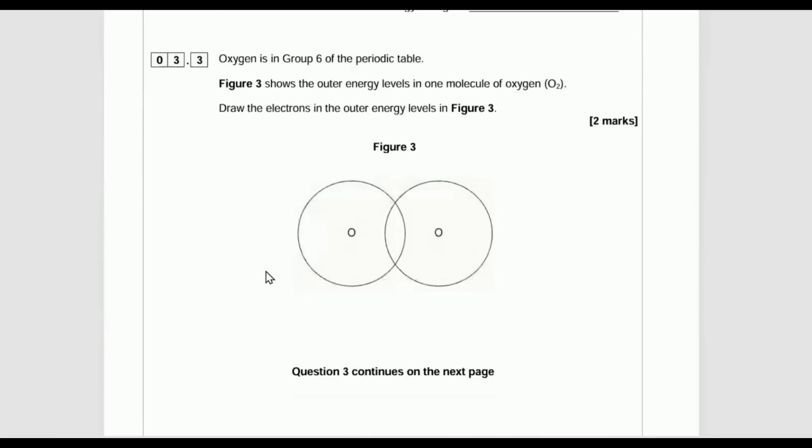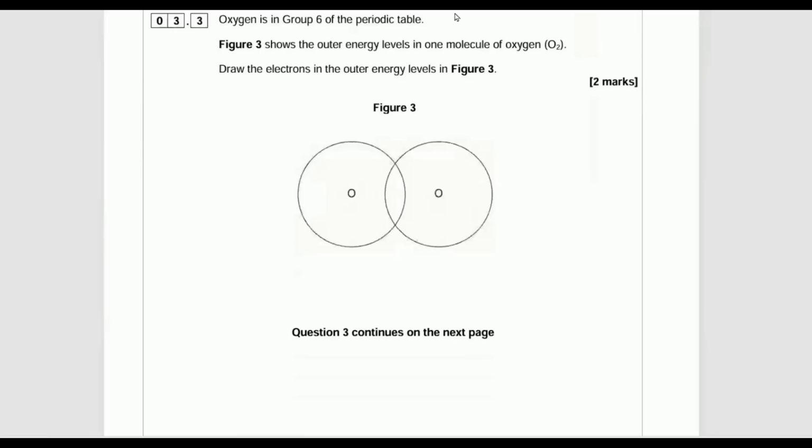Let's go. Oxygen is in group 6 of the periodic table. Figure 3 shows the outer energy levels in 1 molecule of oxygen. Draw the electrons in the outer energy levels only. Okay, we know oxygen is in group 6. They told us there. What does that mean? How many electrons are in its outer shell? You got it. It's 6. So you want to pair them up like this. It's good practice. Makes it easy. I can tell I've done 4.